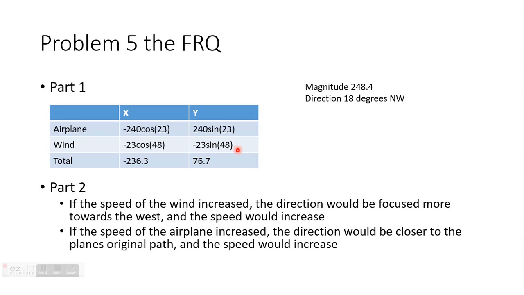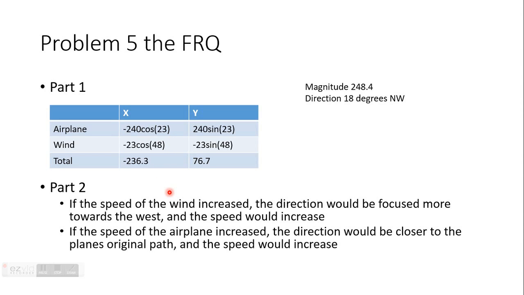You can see that the direction would change if the vector's magnitude change, because in this case there'd be more in the y component to counter the airplane's y component, so this would be closer to 0 and it'd be closer to due west. And then here, the airplane's components would both be bigger, so these components would be relatively smaller, and so then these components would be closer to just 240 or whatever cosine of 23.